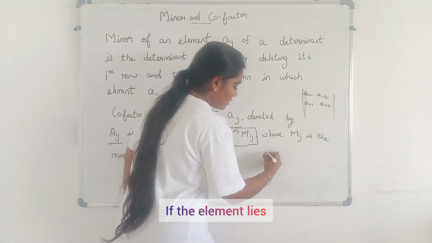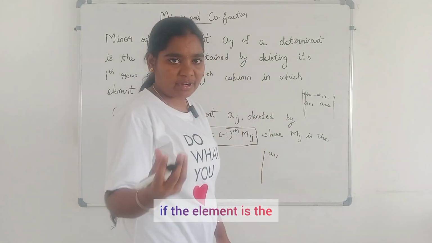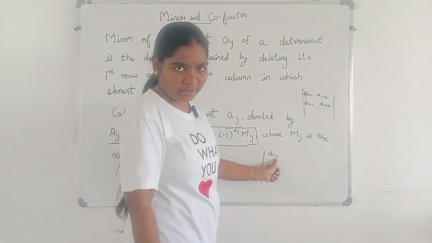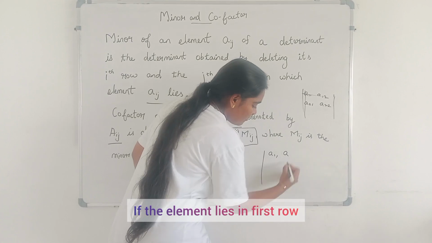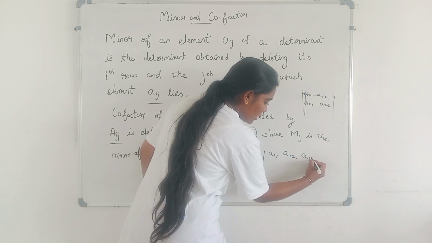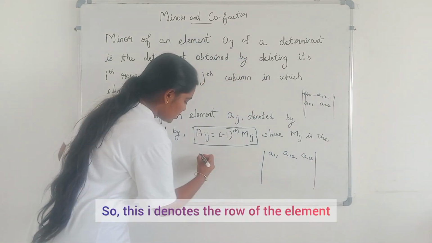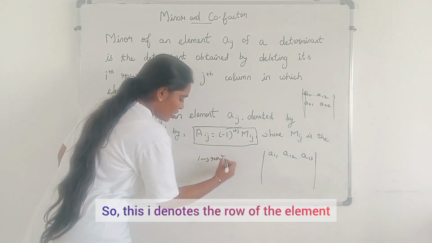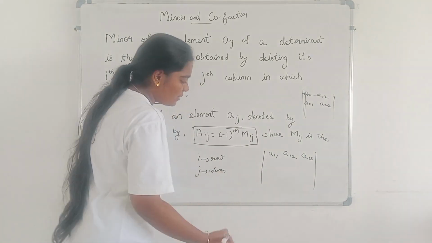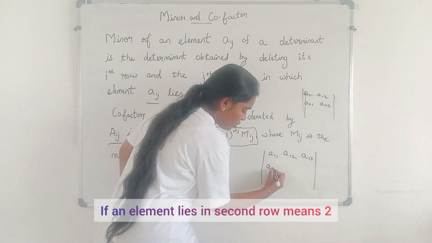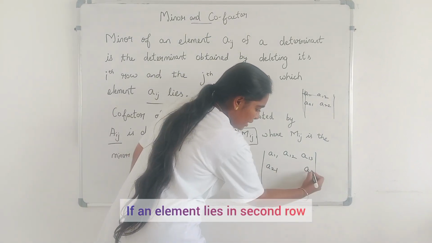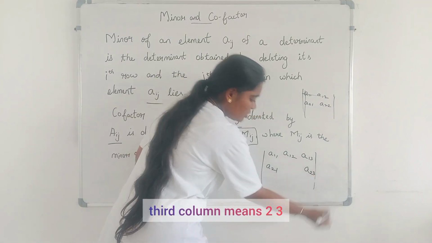If the element lies in first row, first column, then A11. If the element lies in first row, second column, A12. If the element lies in first row, third column, A13. So this i denotes the row of the element, j denotes the column. If an element lies in the second row, first column, 2, 1. If an element lies in the second row, third column, 2, 3.